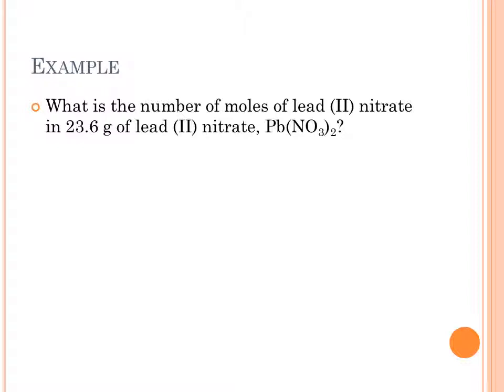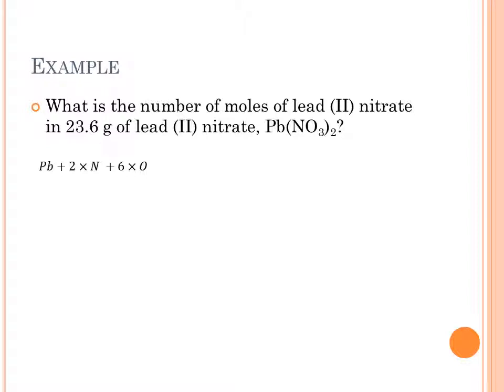So let's look at an example. What's the number of moles of lead II nitrate in 23.6 grams of lead II nitrate, which is Pb(NO3)2? So what we need to do is add up the molar mass of lead nitrate, because we'll need it to go between grams and moles.